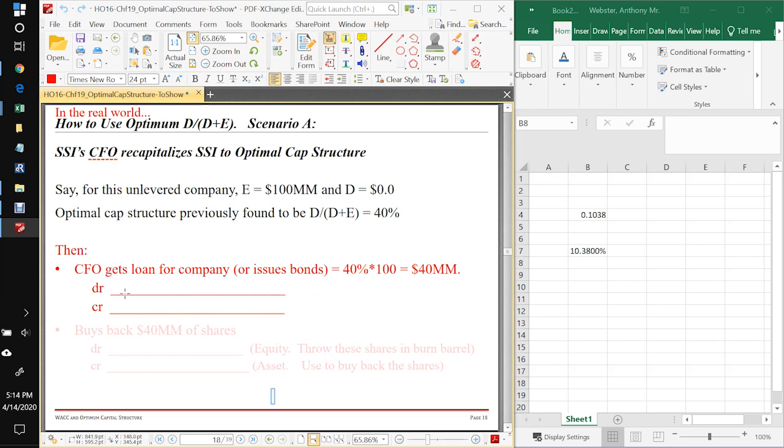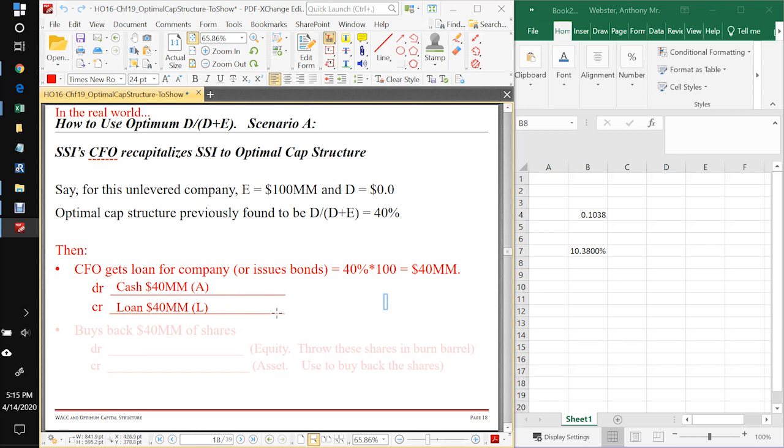Well, she'd go out to Wells Fargo, JP Morgan Chase, Bank of China, something like that, and she would want to get a loan for $40 million. So that means she's going to get cash of 40 million from the loan, and cash is an asset, right? So I'll put an A there, and she's paying for that. Here's where the risk increases, right? She has the loan liability now. The firm does, SSI does. She's just the CFO. She's operating as an agent for the firm. So the firm now has this liability.